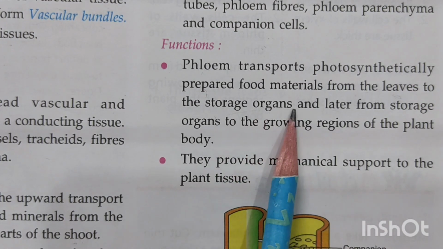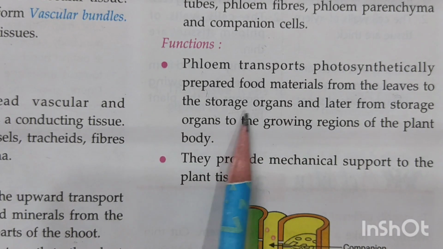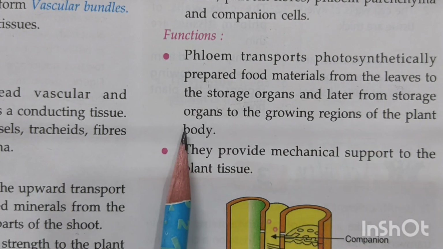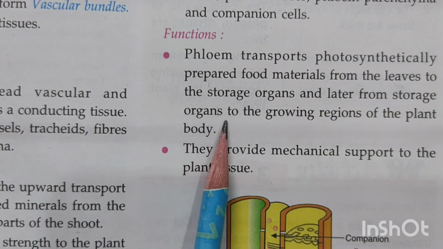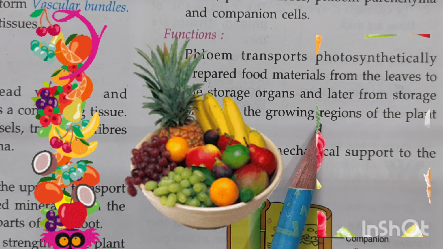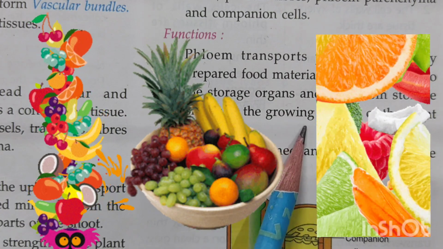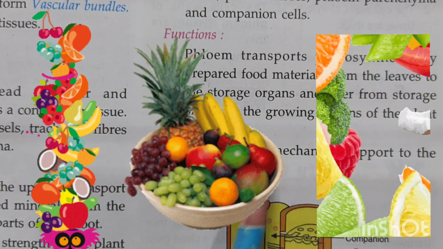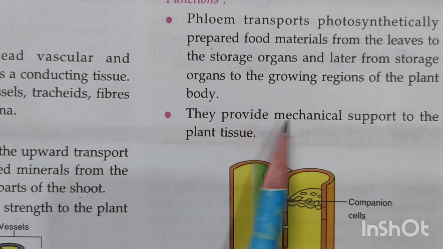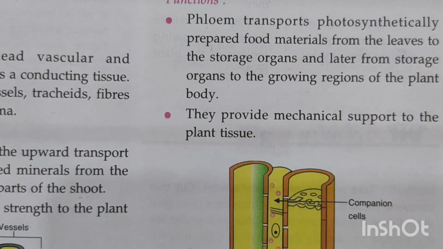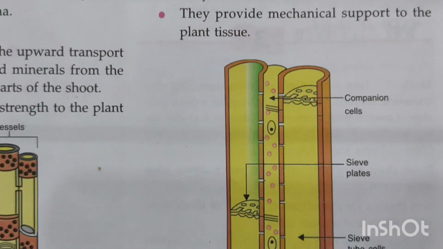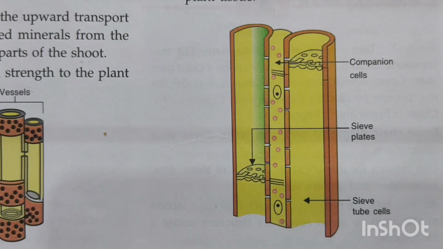It takes even the extra food that is made, and it is stored in the storage organs for later use, basically when it is stored in the leaves or, say, in the fruits. That is what we eat also, children. Now, they also provide mechanical support to the plant tissue. These phloem also give a lot of mechanical strength and support to the plant.